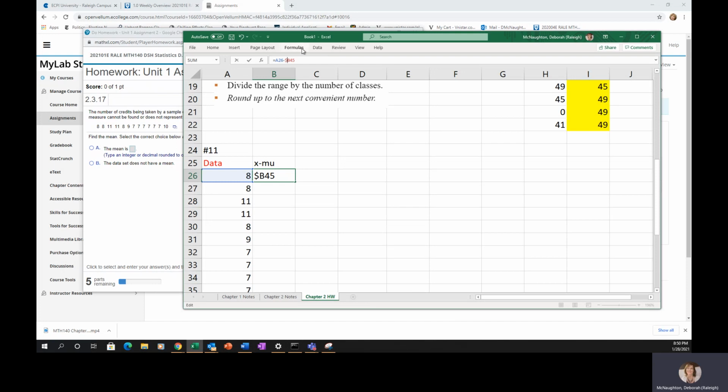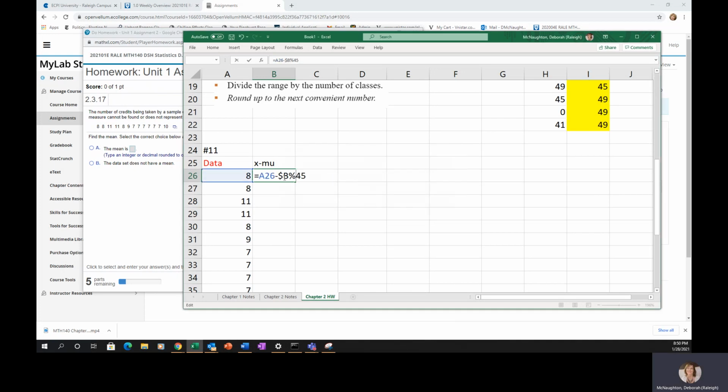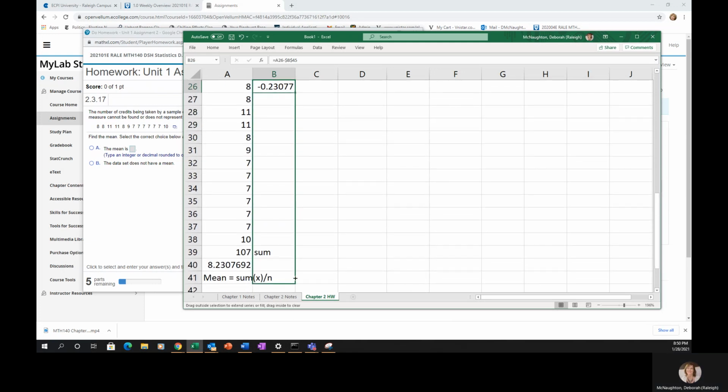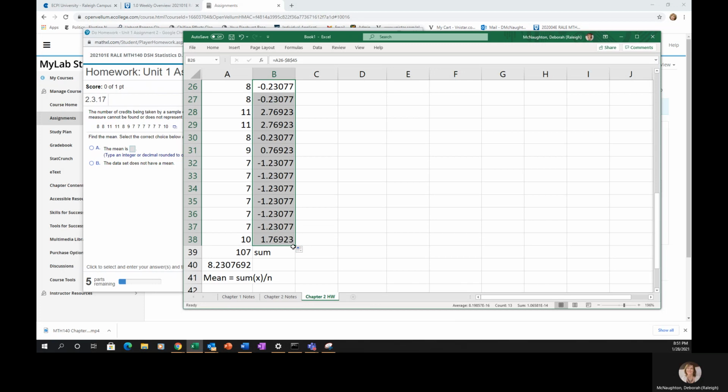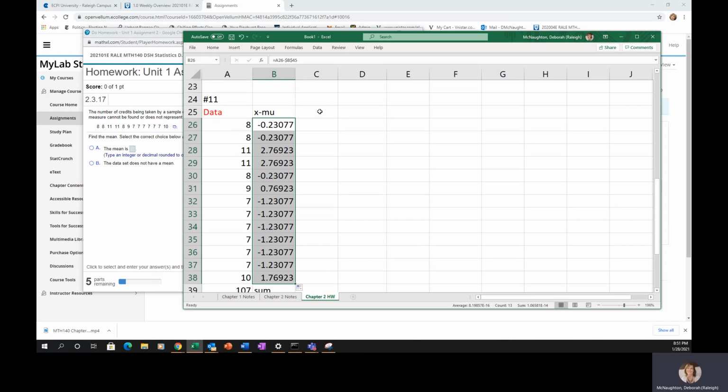Remember, we put a $ sign in to anchor. Anchor my mean. Whoops. And I do that so I can copy this formula. Okay, so those are all my X minus the mean. And then I'm going to do X minus the mean squared.